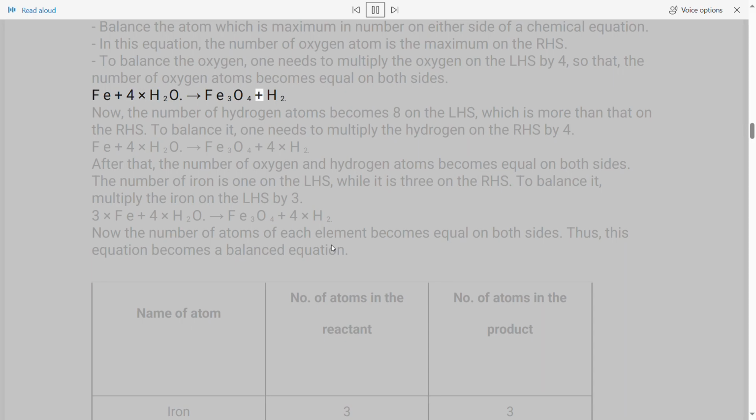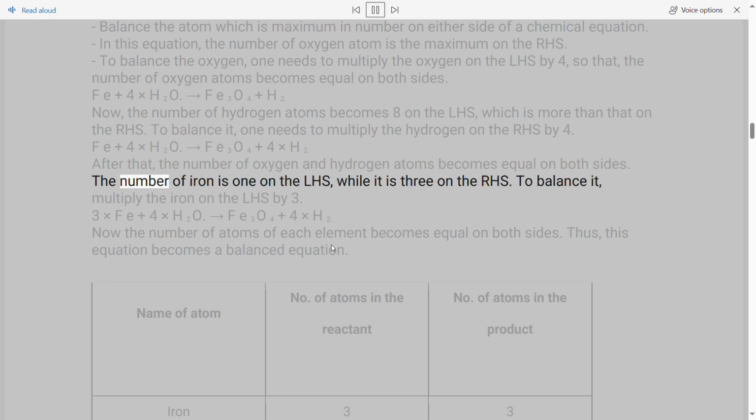Fe3O4 + H2. Now, the number of hydrogen atoms becomes 8 on the LHS, which is more than that on the RHS. To balance it, one needs to multiply the hydrogen on the RHS by 4. Fe + 4 H2O. Fe3O4 + 4 H2. After that, the number of oxygen and hydrogen atoms becomes equal on both sides.